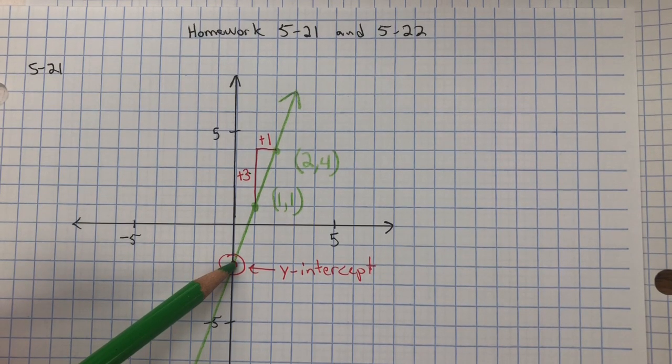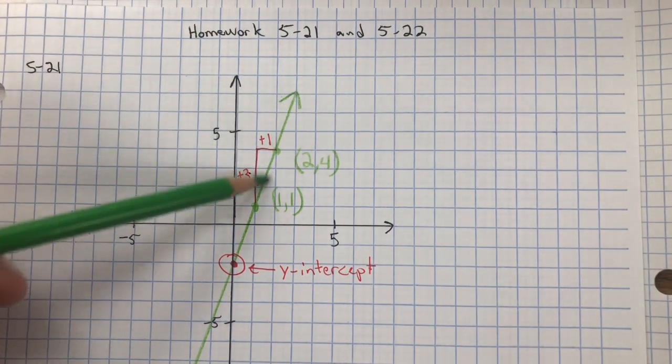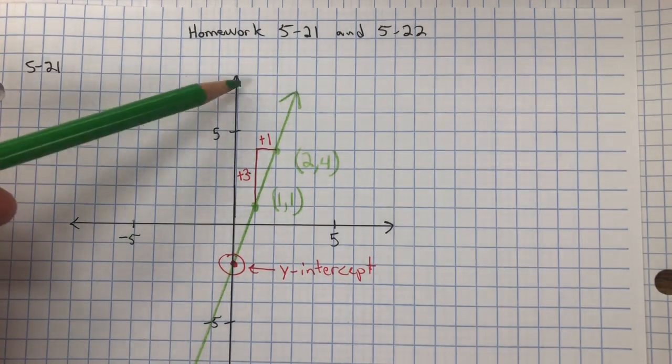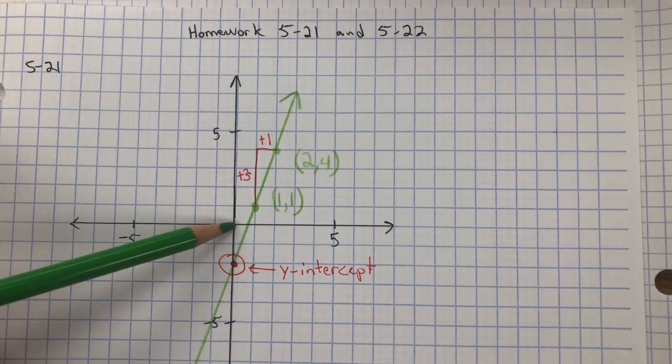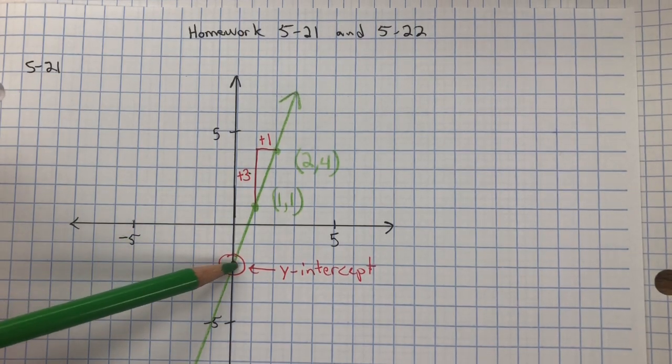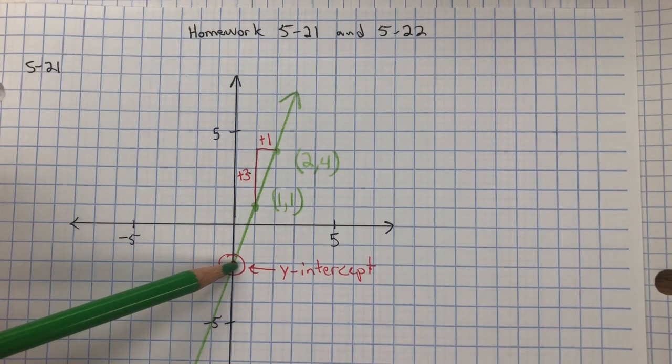Next, you need to find the y-intercept of the line. The y-intercept is where this line crosses the y-axis. And it crosses the y-axis at (0, -2). So the y-intercept is -2.